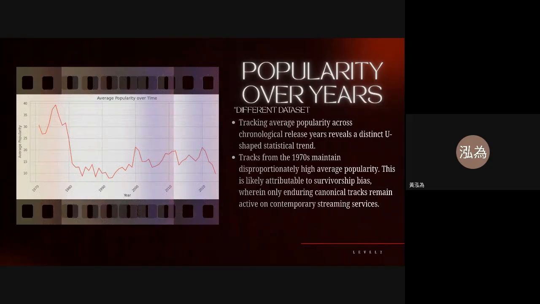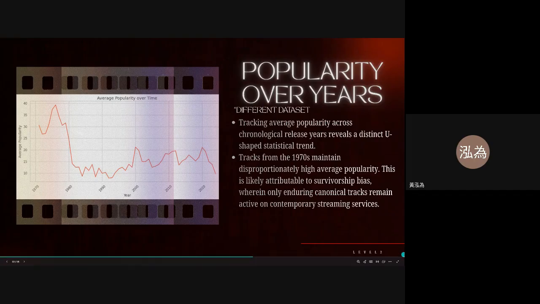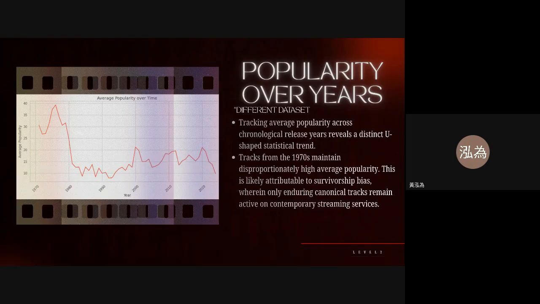Let's transition from analyzing where music is produced to when it was released, and specifically how release year affects the popularity scores currently assigned. Next is the line chart averaging popularity over time. This graph holds a crucial key to understanding the Spotify data set structure.